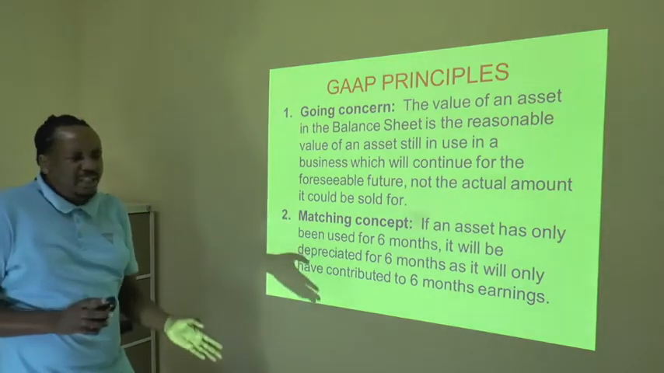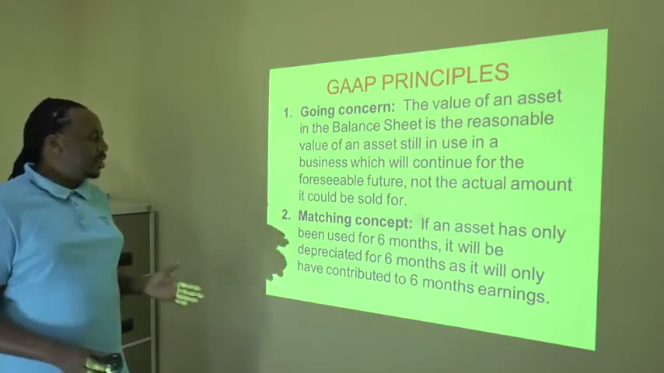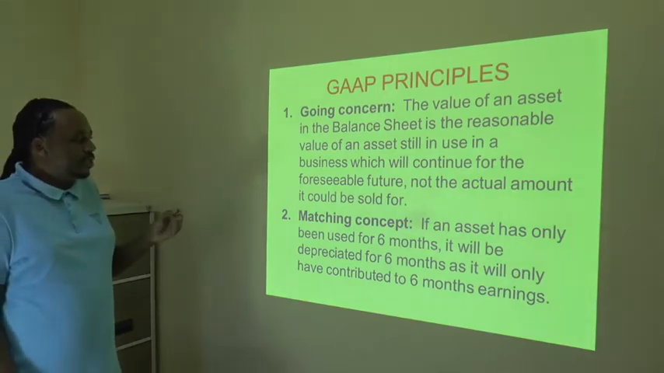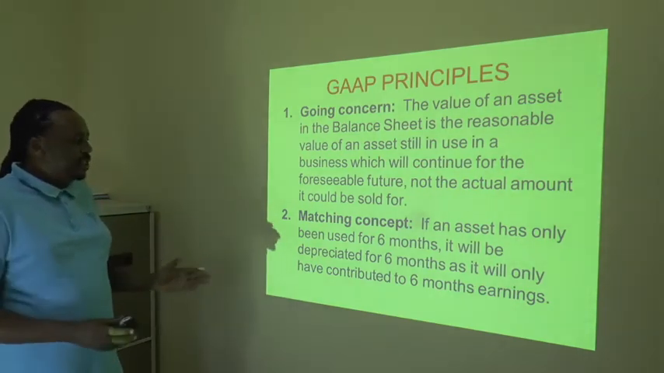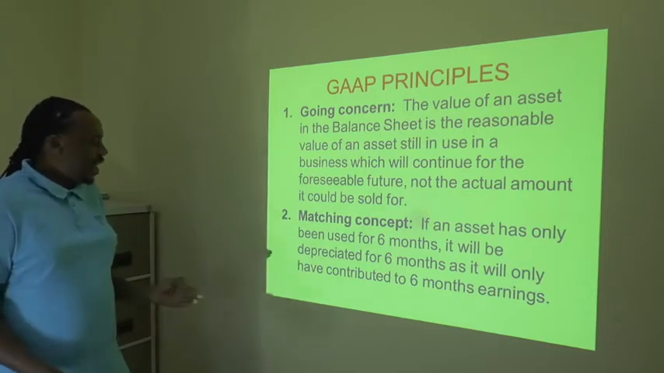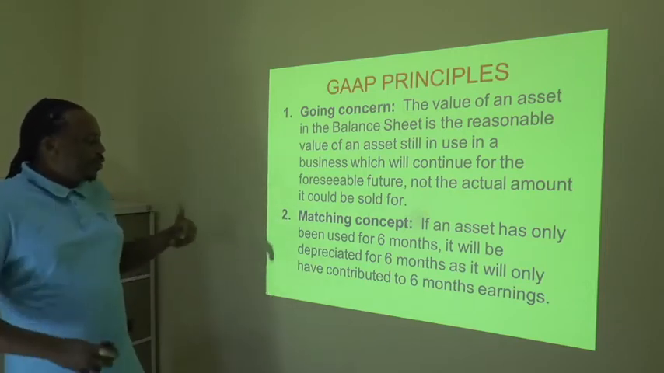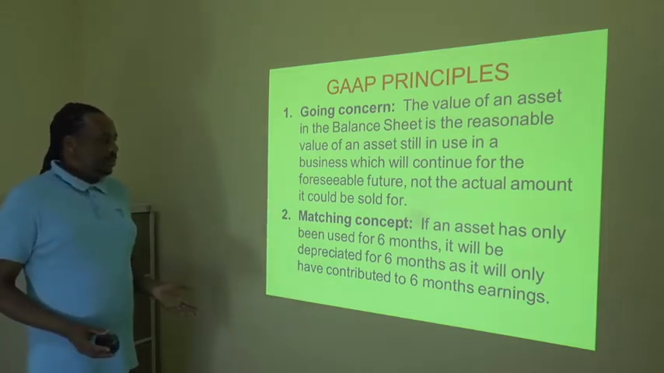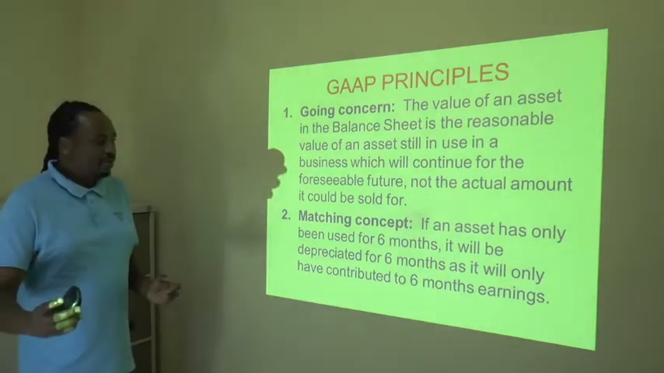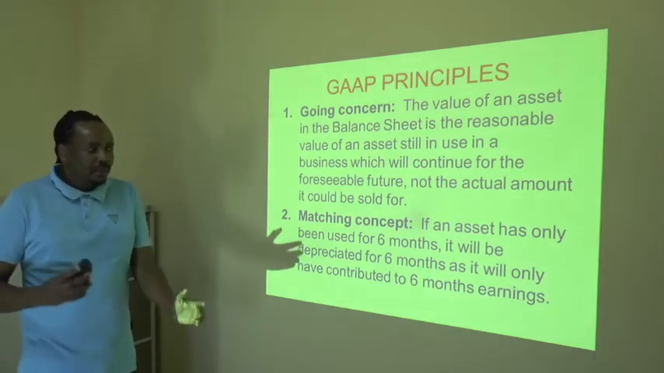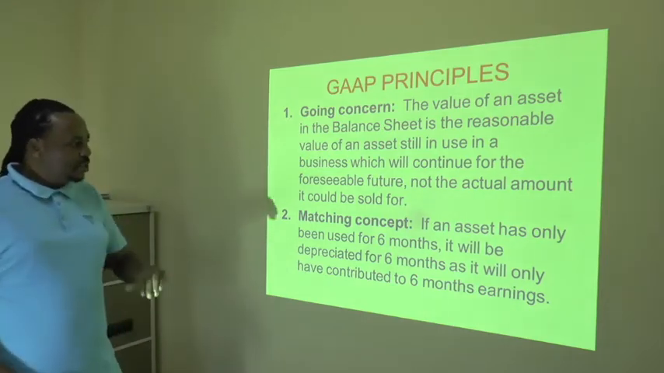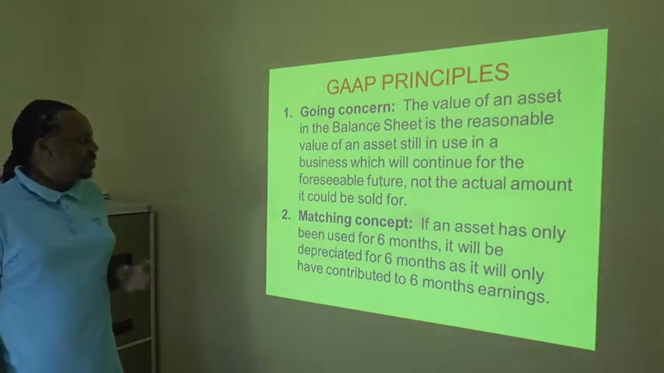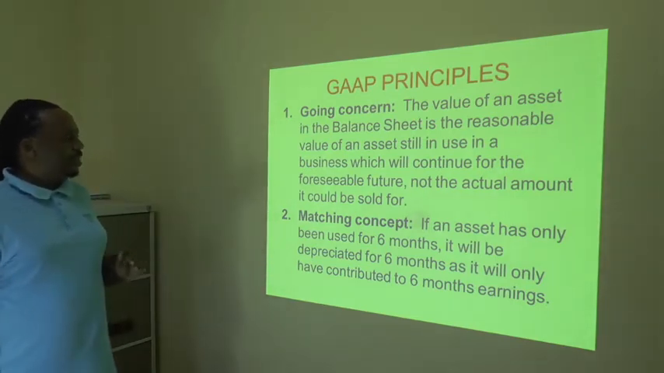Matching principle. How is the matching principle linked with the tangible asset? If an asset has only been used for 6 months, it will be depreciated for only 6 months, as it will only have contributed 6 months of earnings. So that is the matching principle. We are matching the number of days or months that the business had the asset compared to the rate it's supposed to depreciate. That's how the matching principle applies to a tangible asset.